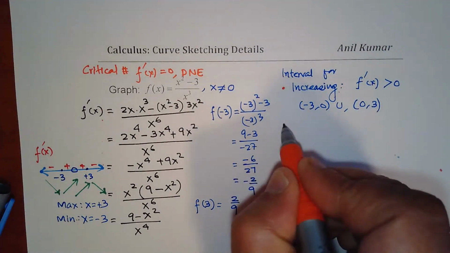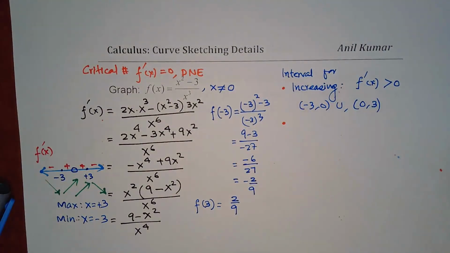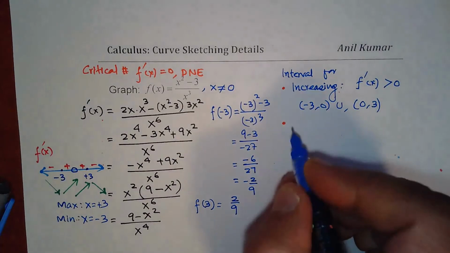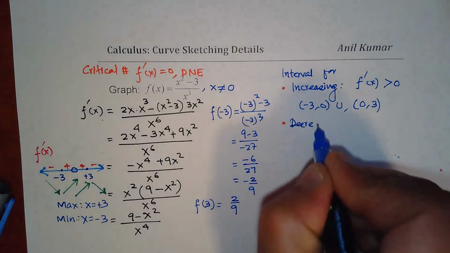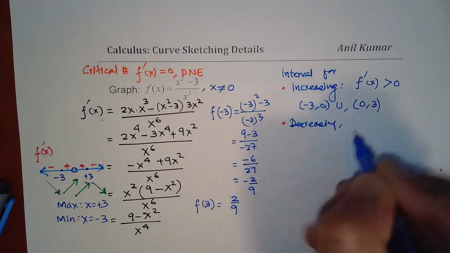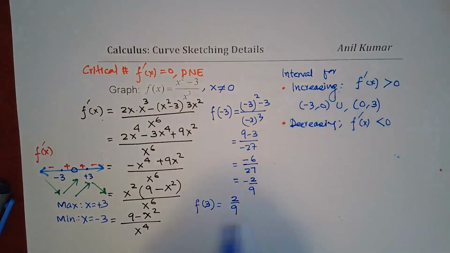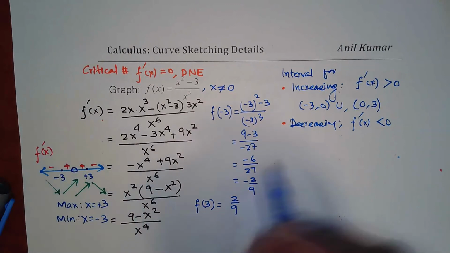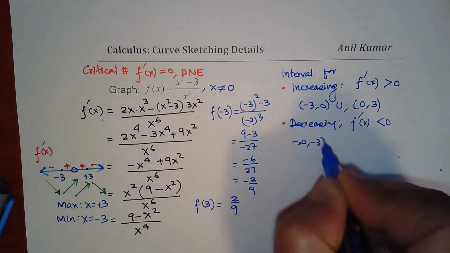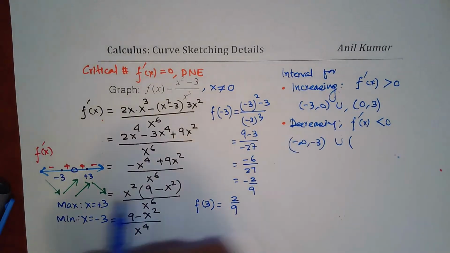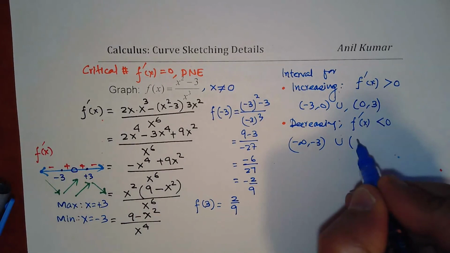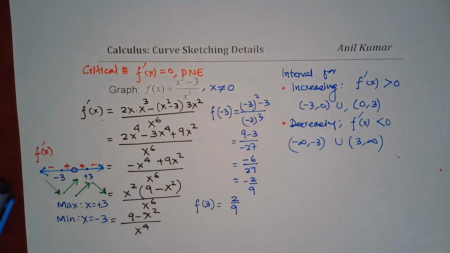How about the interval of decreasing? So let's write down. The interval for decreasing is when the first derivative is less than 0. It is less than 0 from -infinity to -3 union from 3 to infinity. So that is all the information which you can easily get from the first derivative, right?